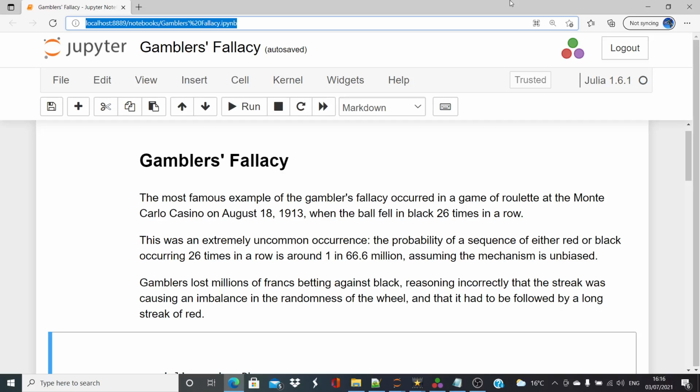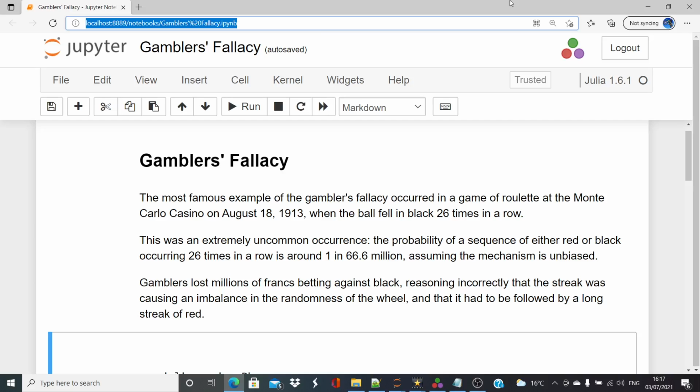So let me read this out. By the way, this is from Wikipedia. This is an extremely uncommon occurrence. The probability of a sequence of either red or black occurring 26 times in a row is about 1 in 66.6 million, assuming the mechanism is unbiased. Gamblers lost millions of francs betting against black, reasoning incorrectly that the streak was causing an imbalance in the randomness of the wheel and that it had to be followed by a long streak of red.